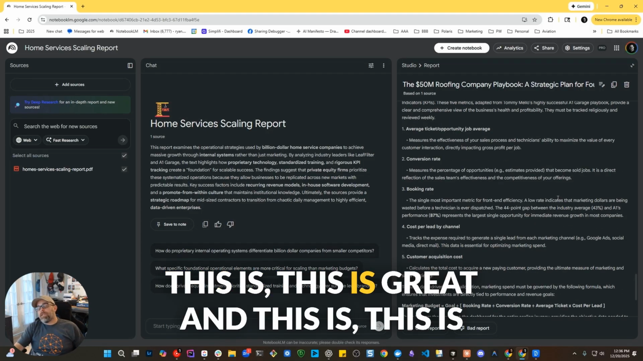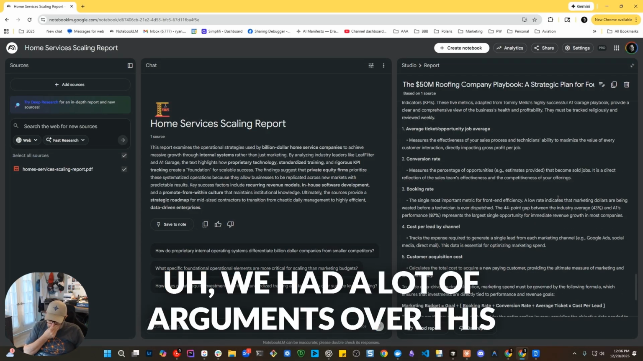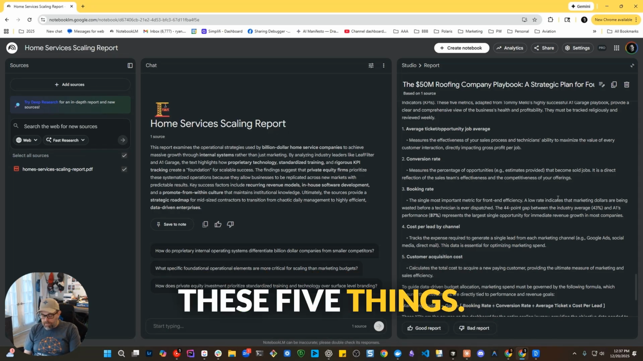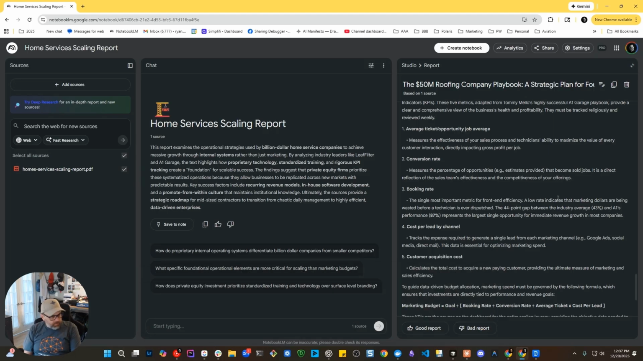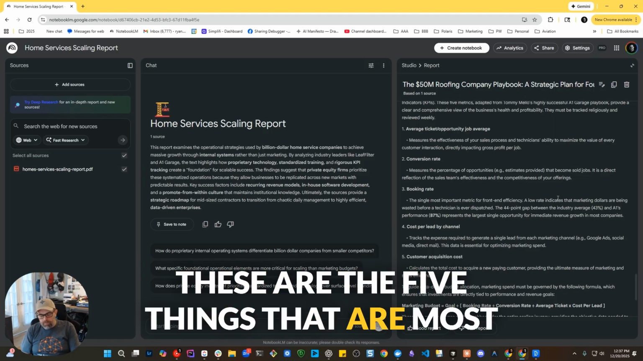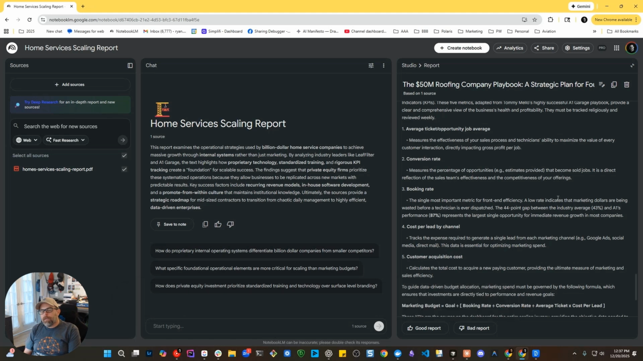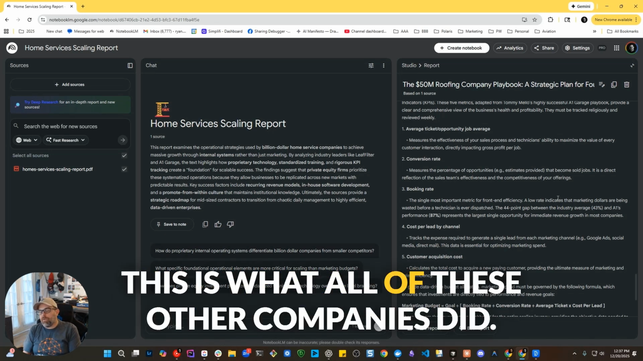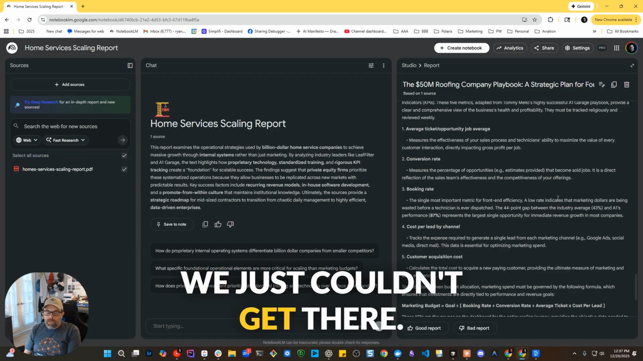This is great, and this is my wheelhouse. We had a lot of arguments over this because we didn't have a clear list of these 5 things. Man, I wish we could go back and just say, these are the 5 things that are most important, and let's all have agreement across all departments. This is what Tell Me Mello did. This is what LeafFilter did. This is what all of these other companies did. We just couldn't get there, though.